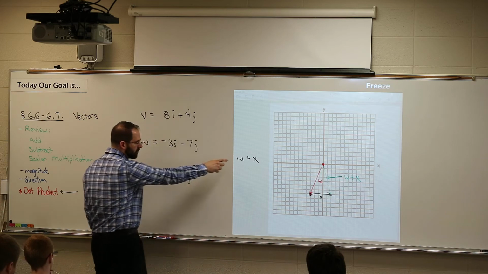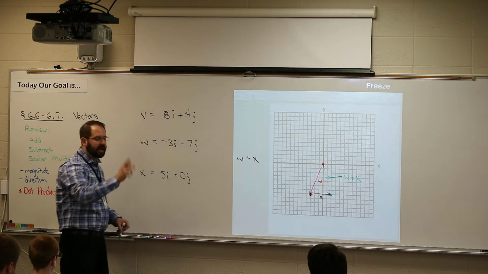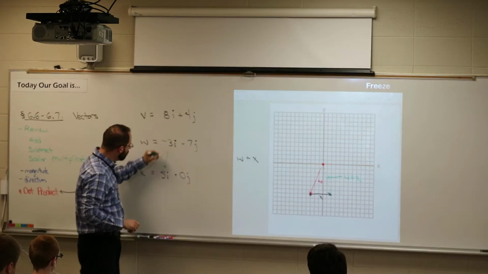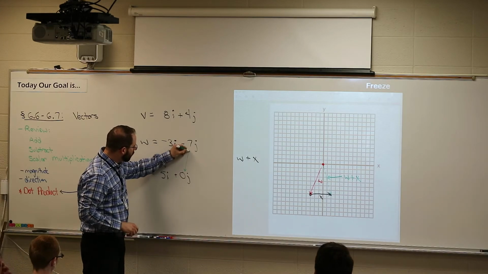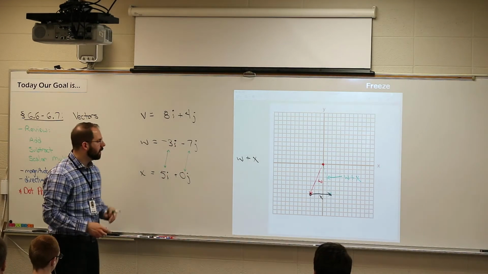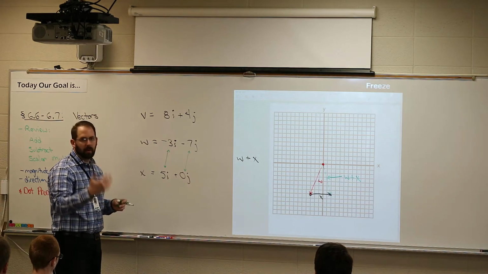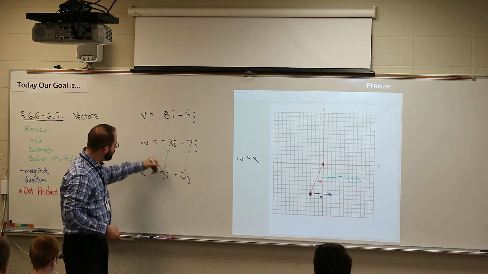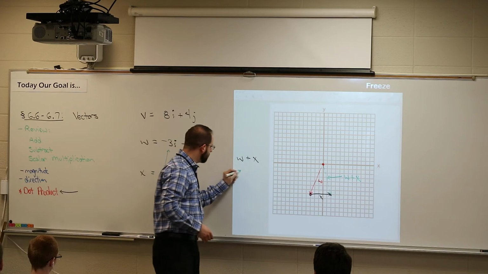But the actual results here, when I add, you just add the i and j components. So I'm going to add these two together, because that's what they're telling me to do. You add w and x. So add the components, what do we get? What do we get when we add the i's? Two i's. So this is 2i.